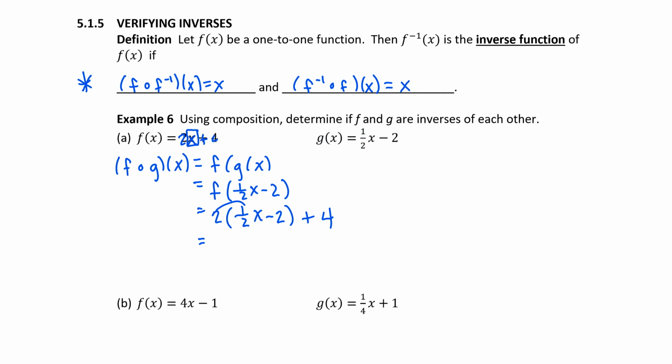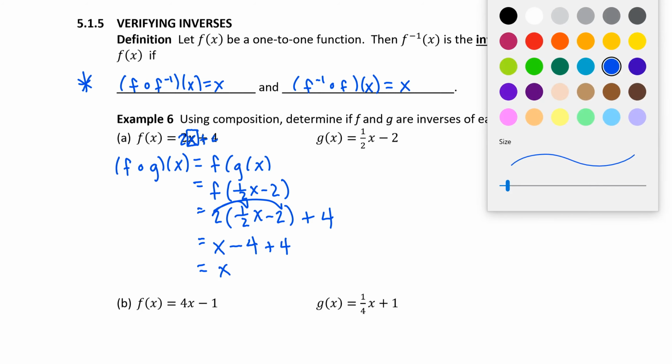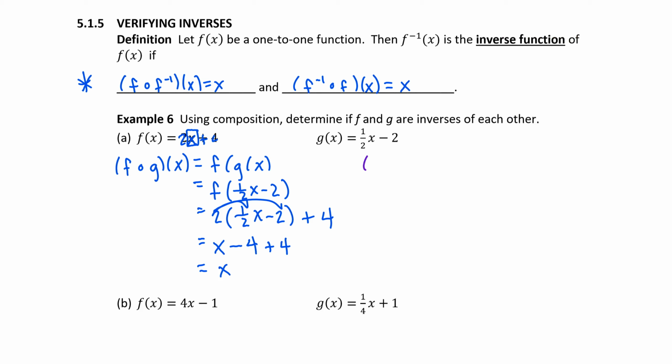Let's use our distributive property to break up these parentheses. 2 times 1/2 x is x. 2 times -2 is -4. We have a plus 4 out here on the end, so notice when we simplify, we end up with x. So in this forward direction, it appears that we are working with inverse functions, but our proof is not complete unless we can reverse that order and prove that we get the same result.